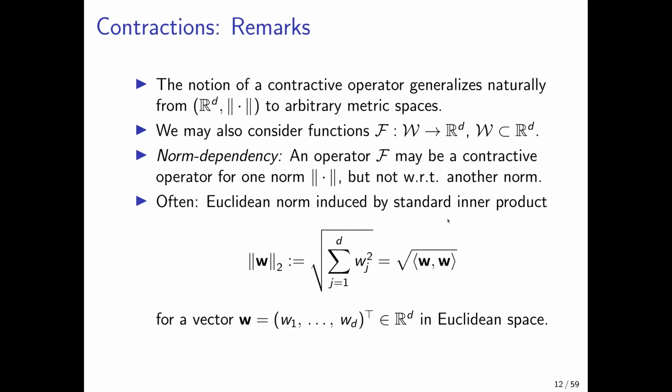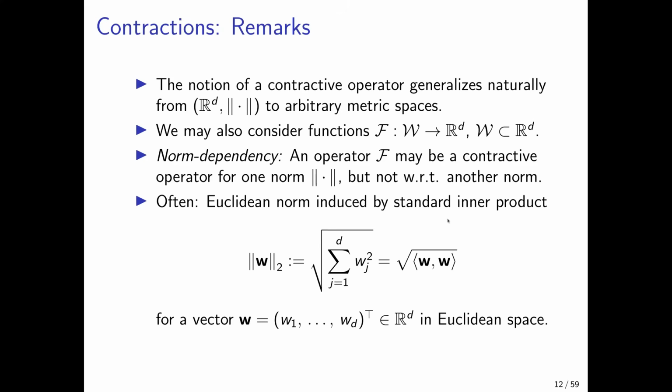There are a couple of remarks here on contractions. So first of all, the notion of contractive operator can be generalized to arbitrary metric spaces. So yeah, we don't have to restrict ourselves to Rd with a norm. And if you're familiar with metric spaces, then this won't be a surprise for you. If you're not familiar with metric spaces, that's also perfectly fine. So just Rd with some norm will be perfectly fine for our purposes.